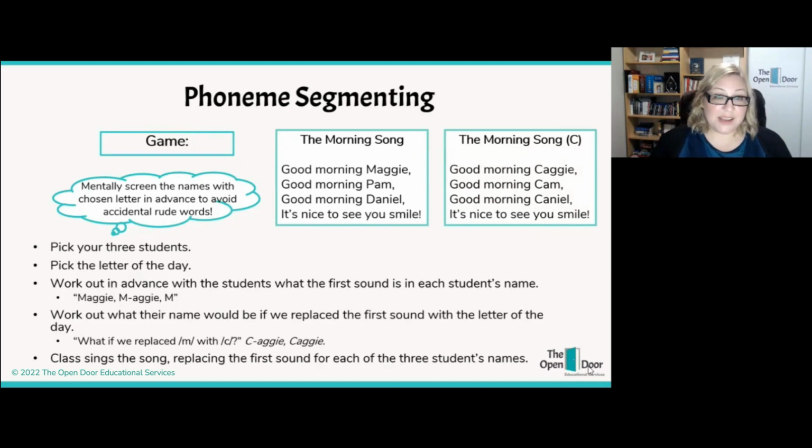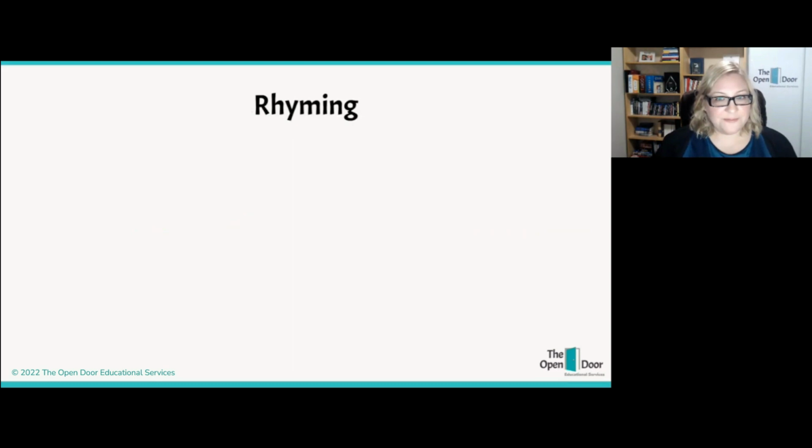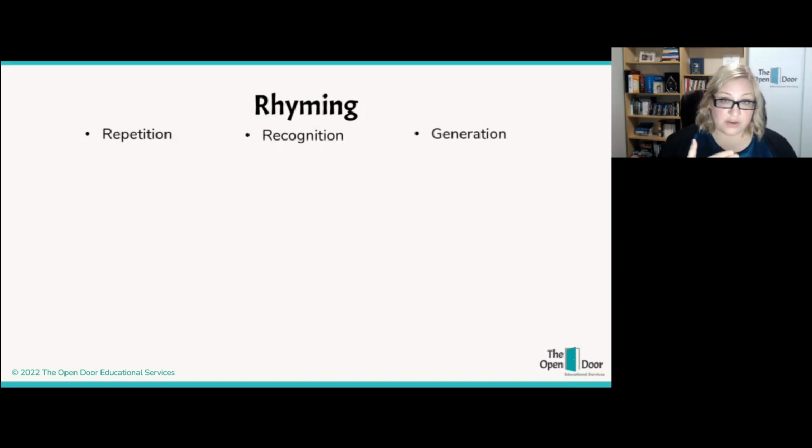Now, nice thing about this little game, it has that first phoneme isolation activity in it, but it also, of course, is a very nice segue into rhyming. So now that we've got that first phoneme isolation, we're ready to actually teach rhyming. So for rhyming, you want repetition, recognition, and rhyming generation.